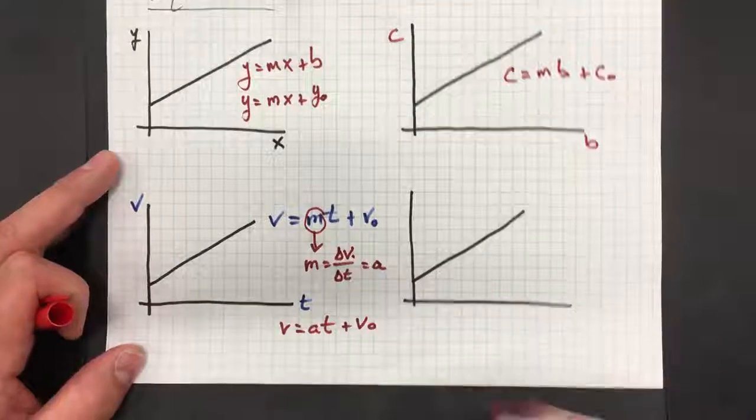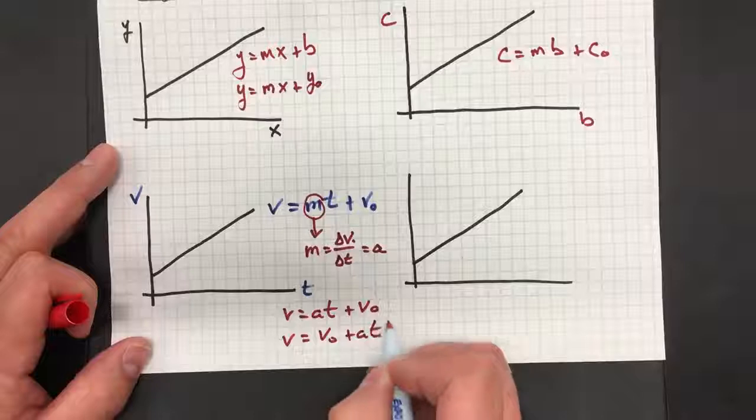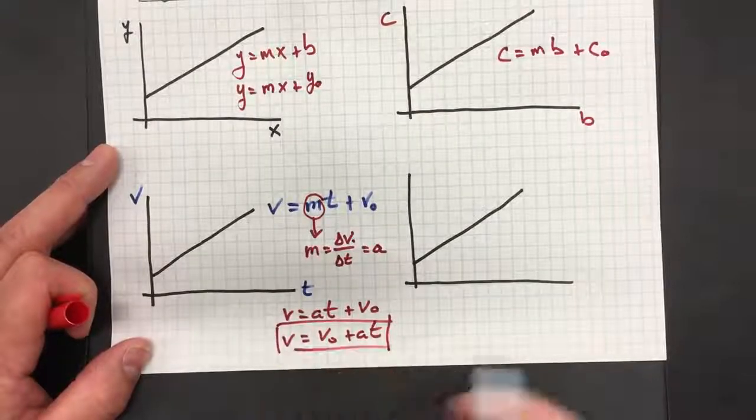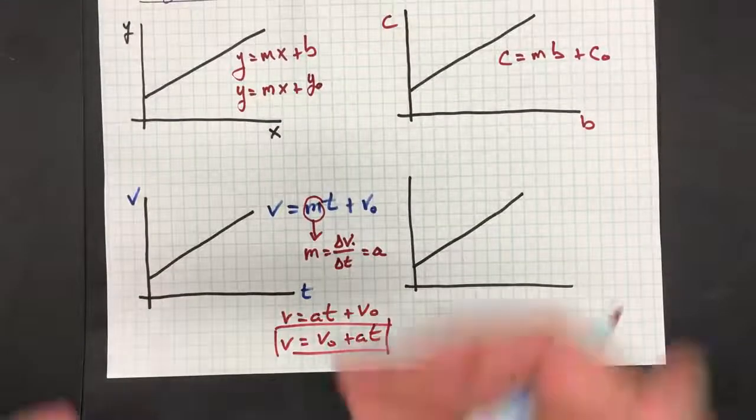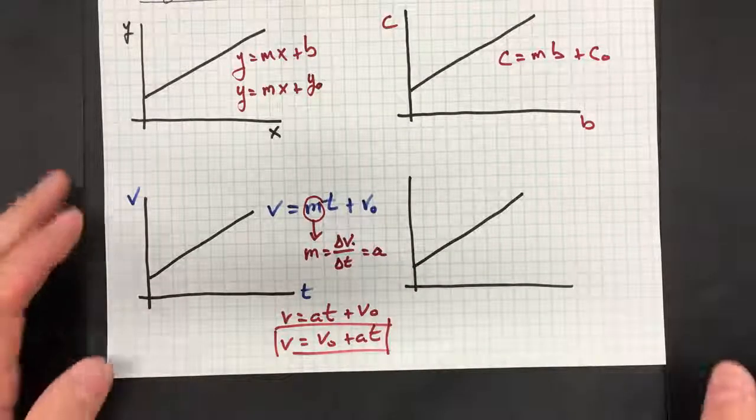If I just do one quick rearrange, this is a familiar kinematics equation. All right, and it came from the graph and the slope information that we can get from the graph.